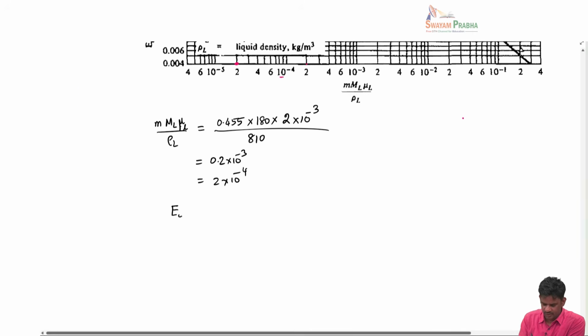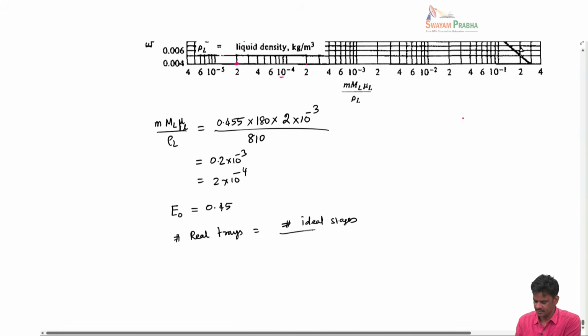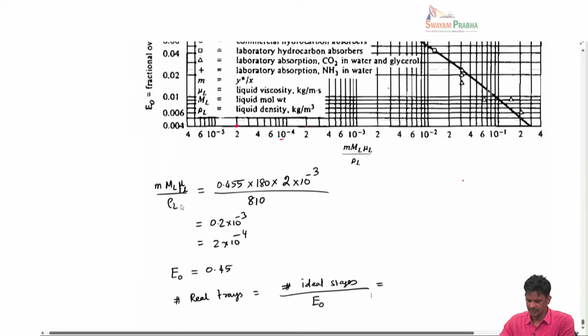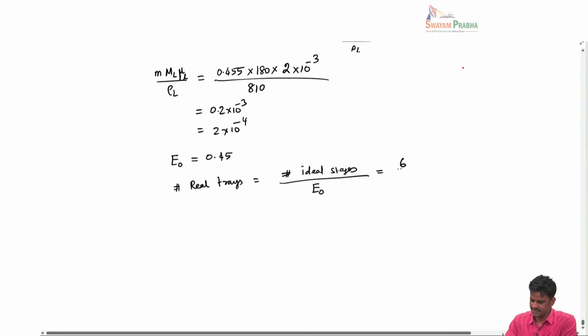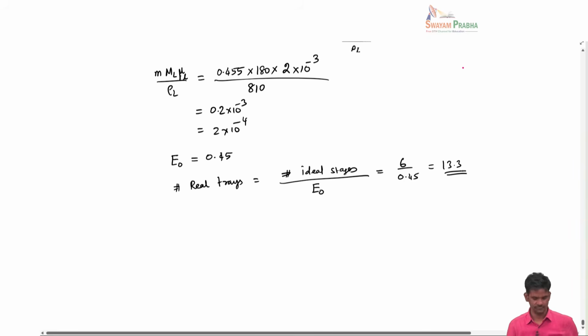From the plot, the overall efficiency is roughly about 45%, and the number of real trays would be the number of ideal stages divided by E naught. We'll round off to 6 as the number of ideal stages. So I get something like 13.3 as the number of real stages.